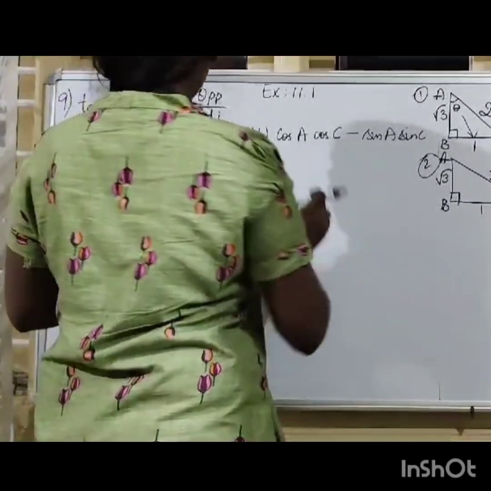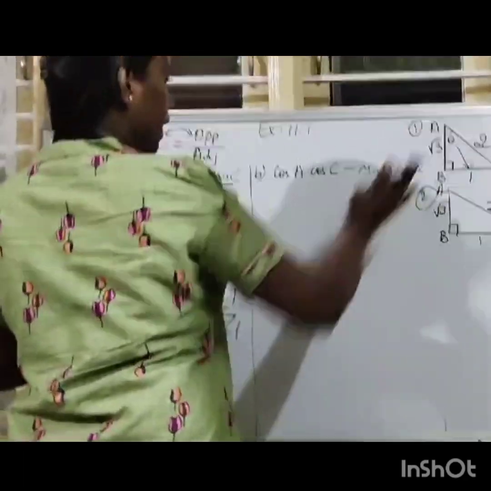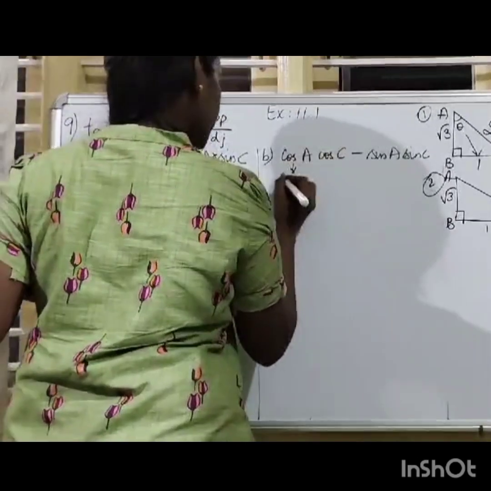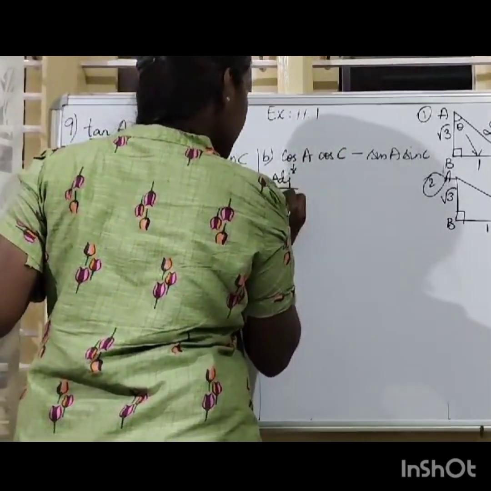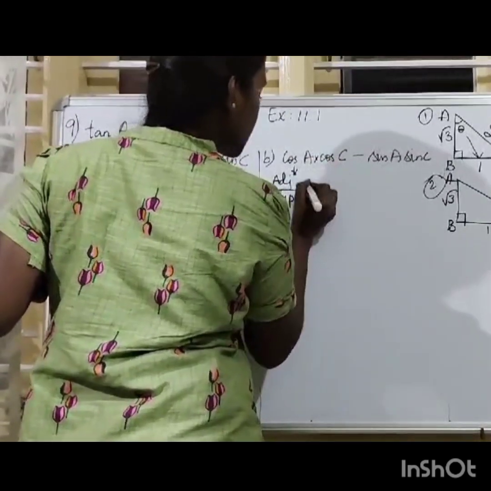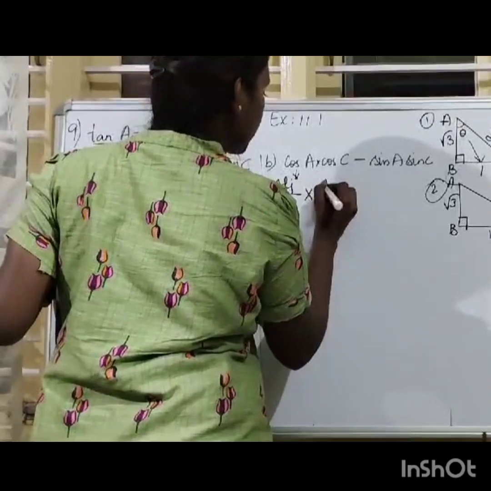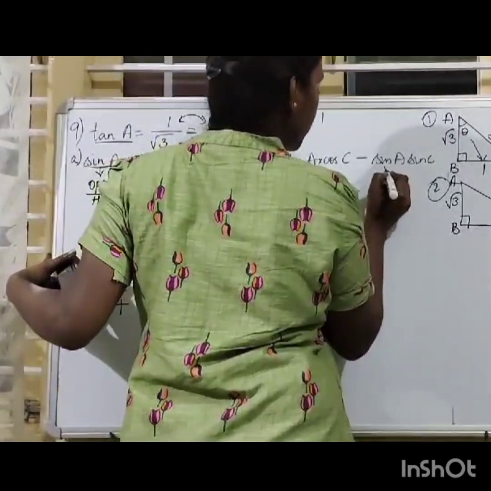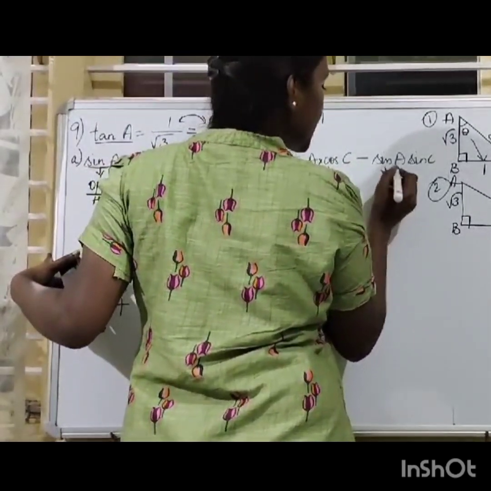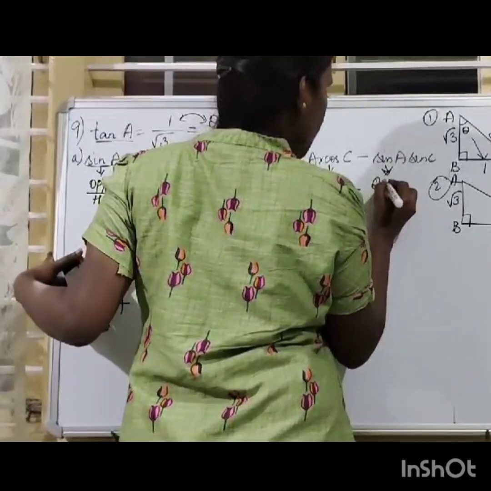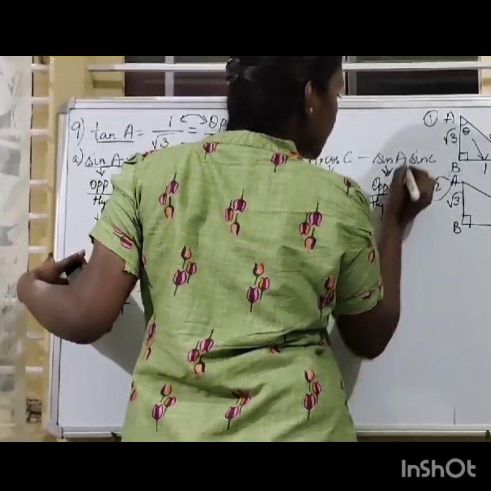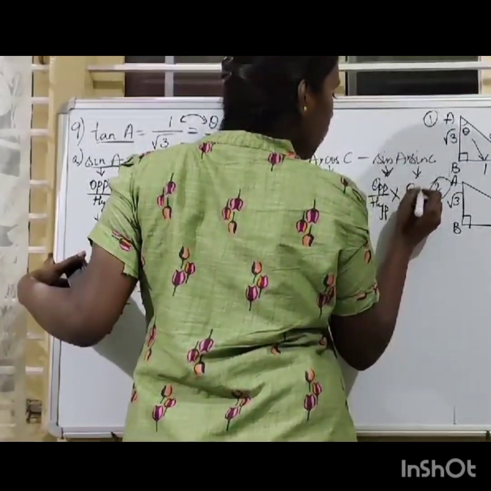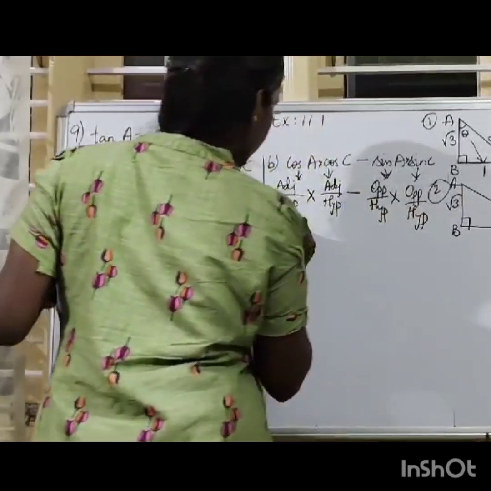Next we'll move on to second sub question. Same two triangles will be used. Now cos A is adjacent by hypotenuse. Here multiplication sign is there. Cos C adjacent by hypotenuse minus of sin ratio is opposite by hypotenuse. Here multiplication sign is there. Sin C opposite by hypotenuse.